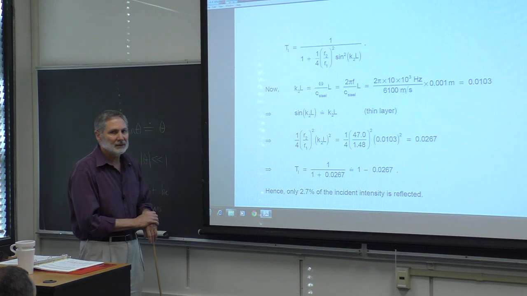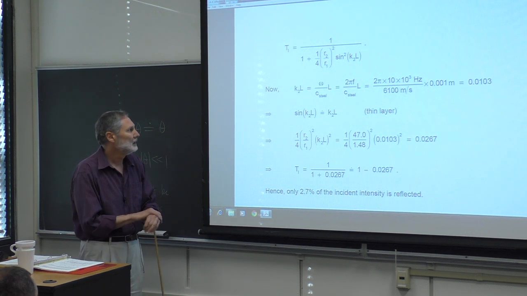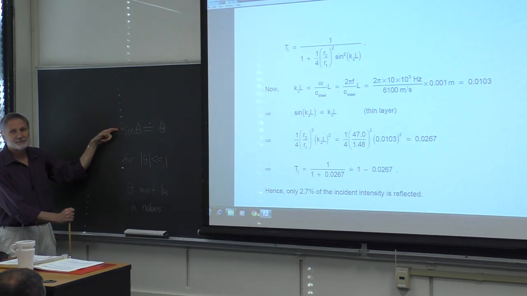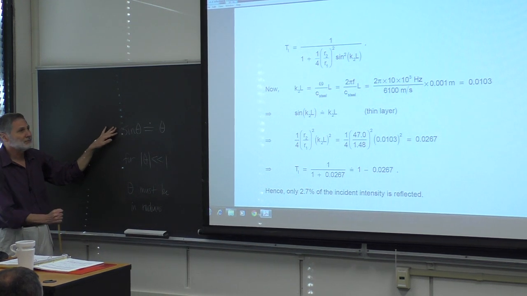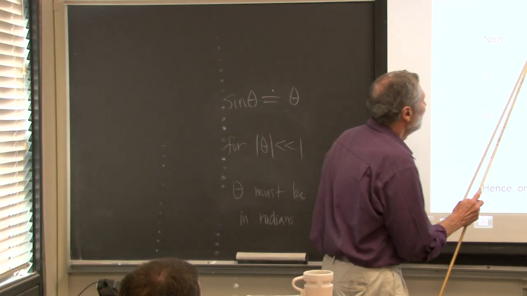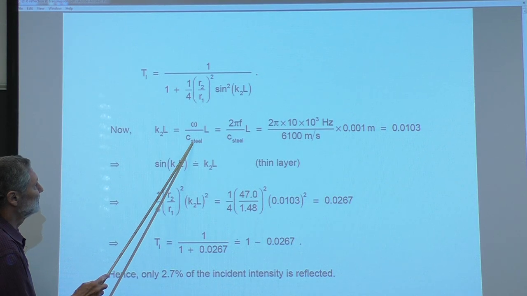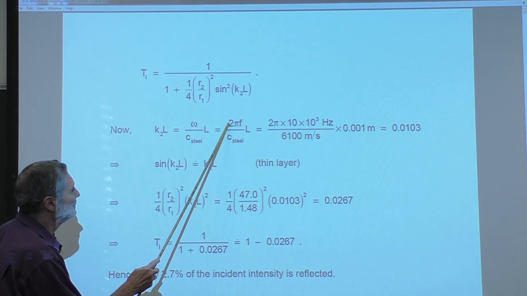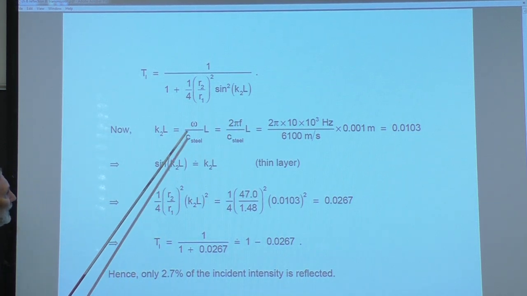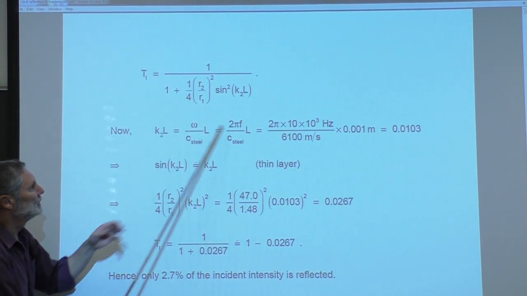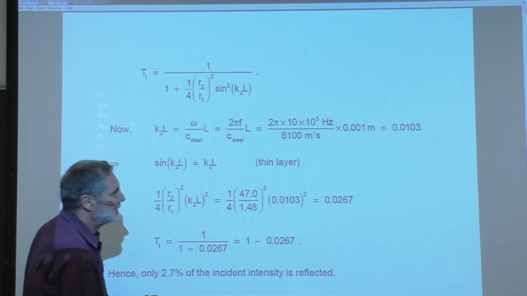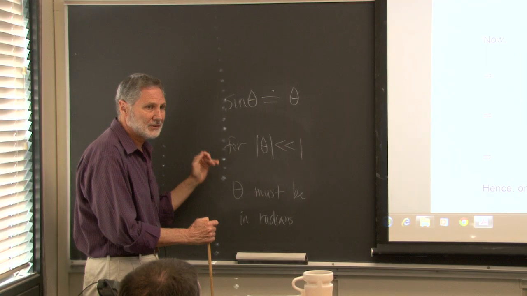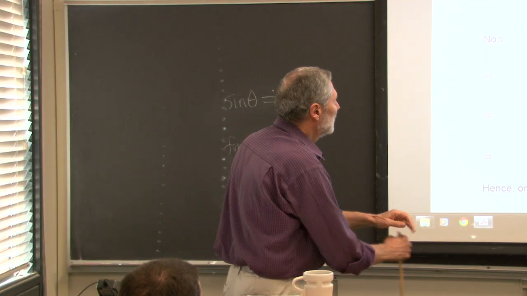Now, can we assume a thin layer? Well, we have to check. What's K2L? Can we make this approximation? It's nice. It greatly simplifies things. So what's K2L? Well, K is omega over C. We're in steel now, and we have a certain frequency, so there's a 2 pi. So we get K2L, which is a dimensionless number, about 100th. So we can make this approximation. That's good. We have a thin layer. So we make that approximation.